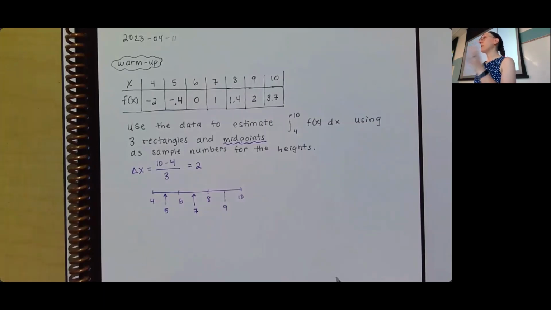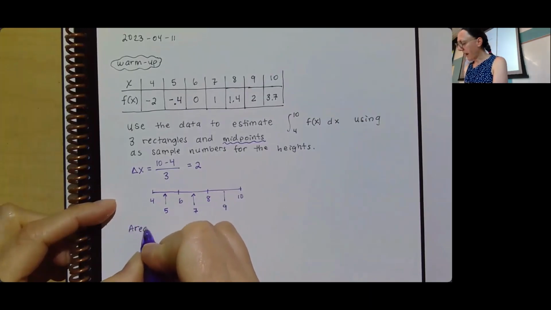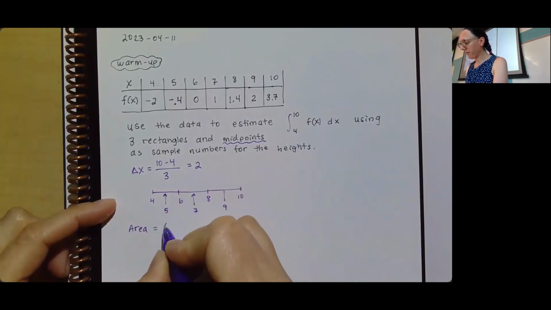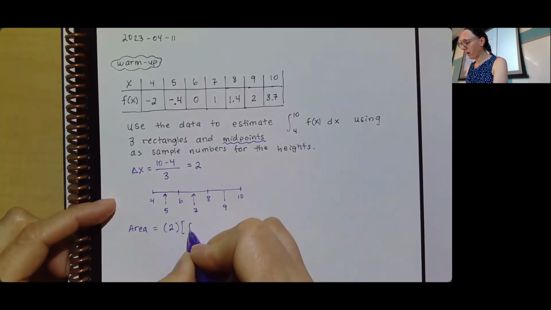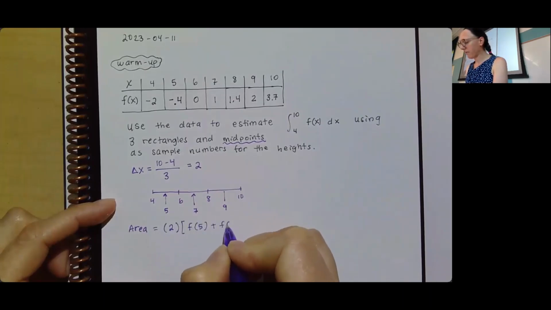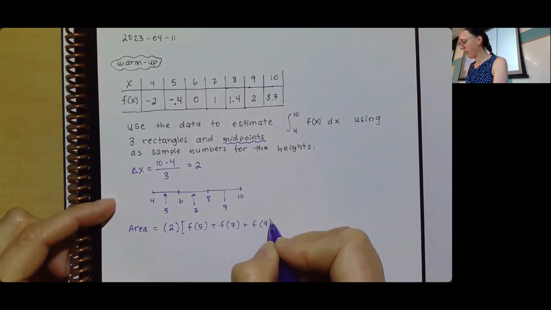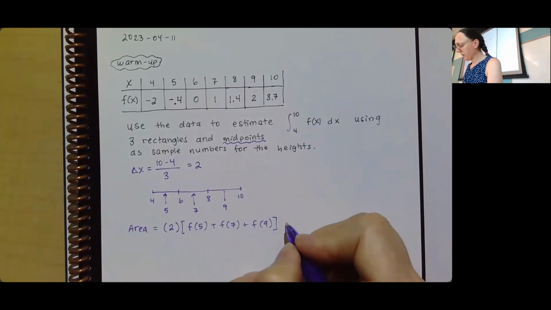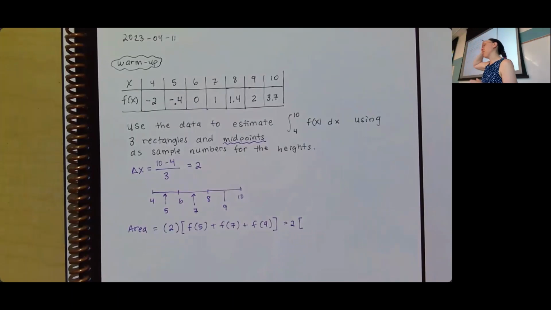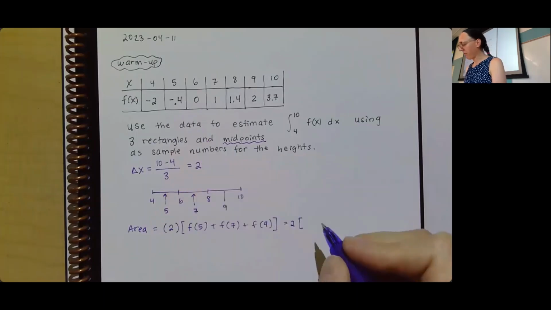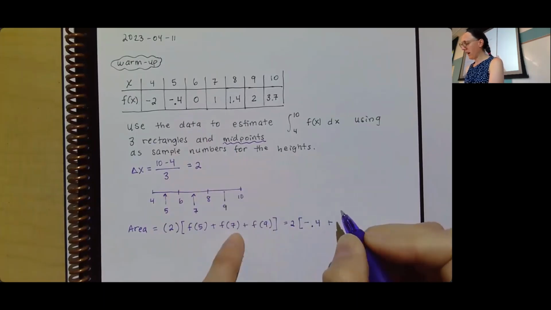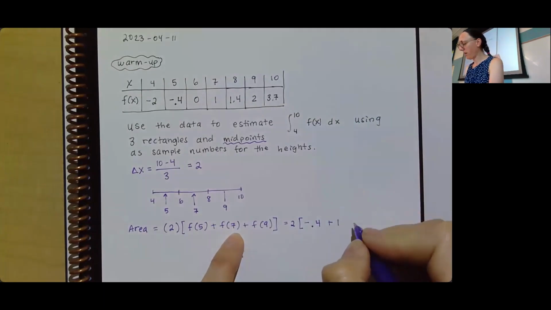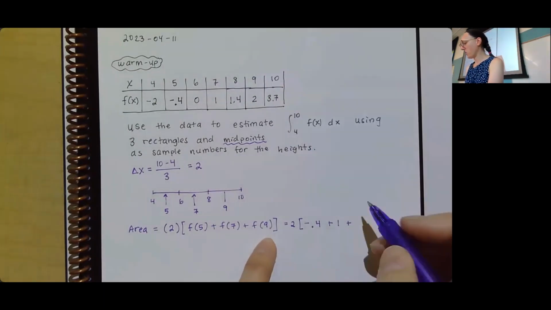So that means that when I'm going to look for the area, I can put that width of my rectangles out in front. And then I'll be looking for f of 5 plus f of 7 plus f of 9 in terms of picking up those heights. I didn't give us a function, so to get those values, we're just going to use what's in the table. So f of 5 is negative 0.4. F of 7 was 1. And f of 9 was 2.